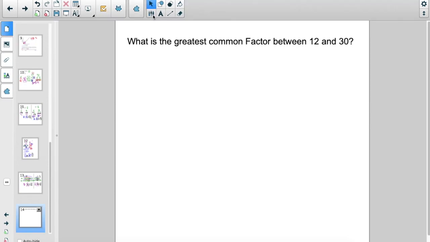So today we are going to be working on finding the greatest common factor between two numbers, 12 and 30. So, greatest common factor. Remember, when we did this, we used two methods. We used the rainbow method and we also used the factor tree. For today's lesson, we are only going to be focusing on the factor tree.